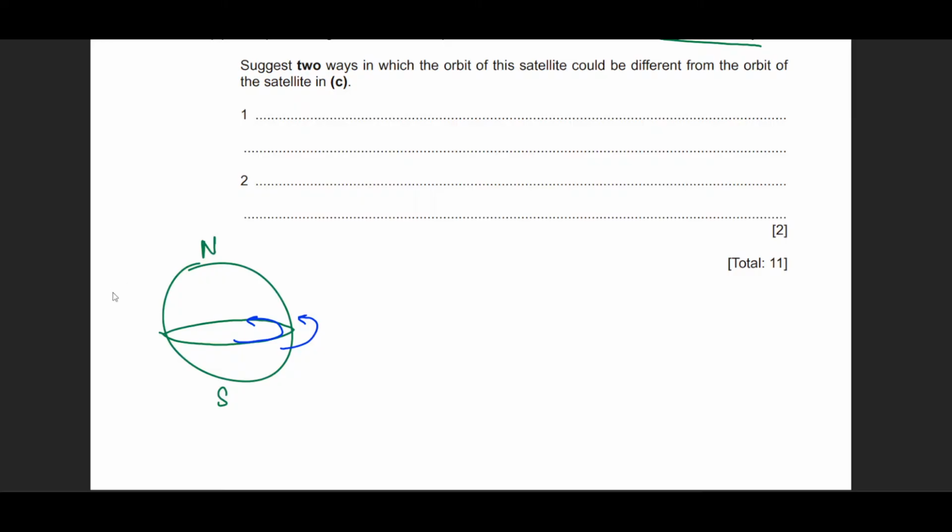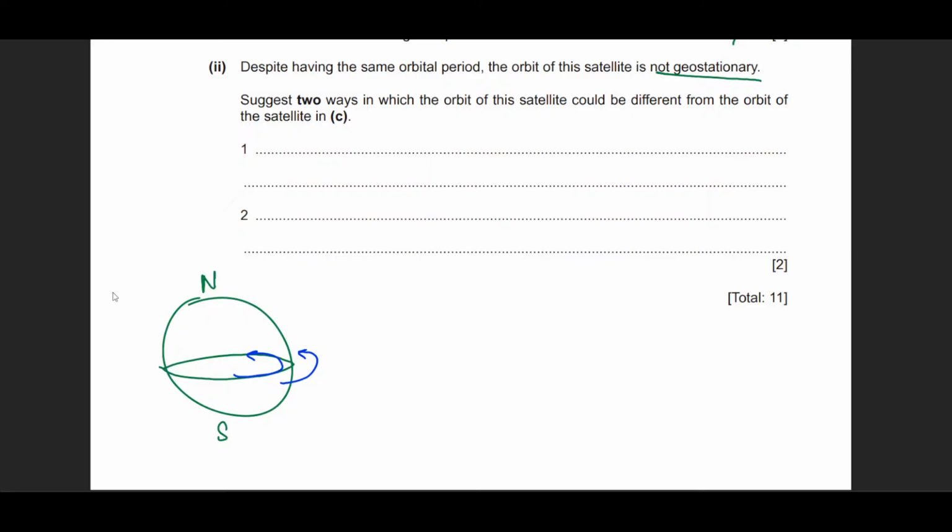So the first difference could be that it is in orbit around the poles, or something like this, but closer to the poles, or like this, around the poles or close to the poles.